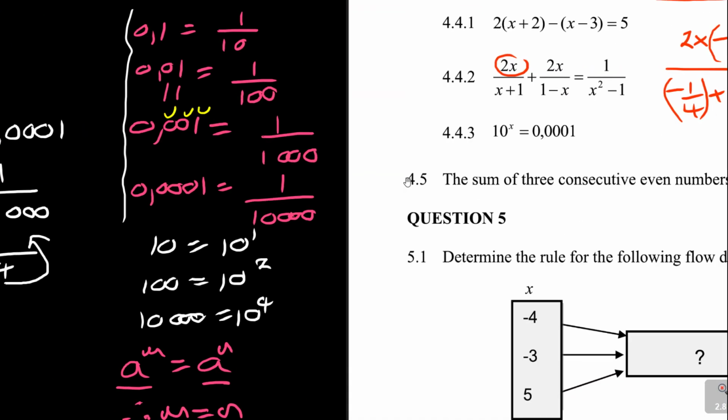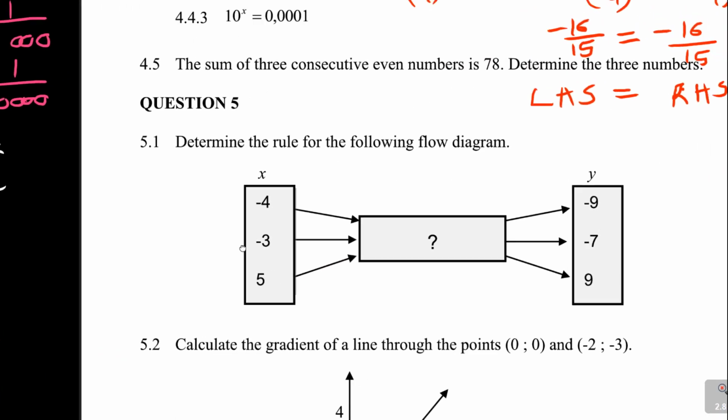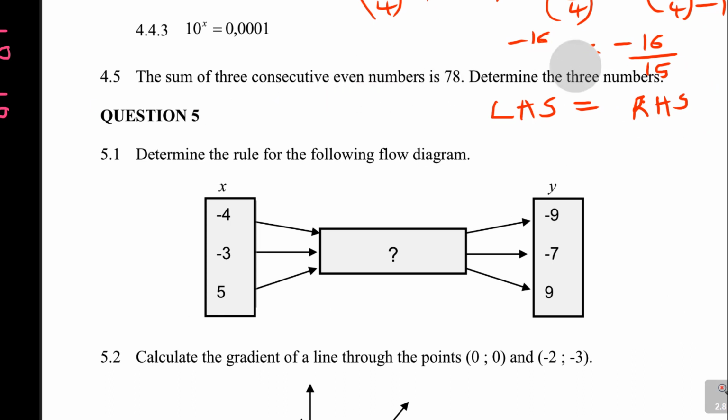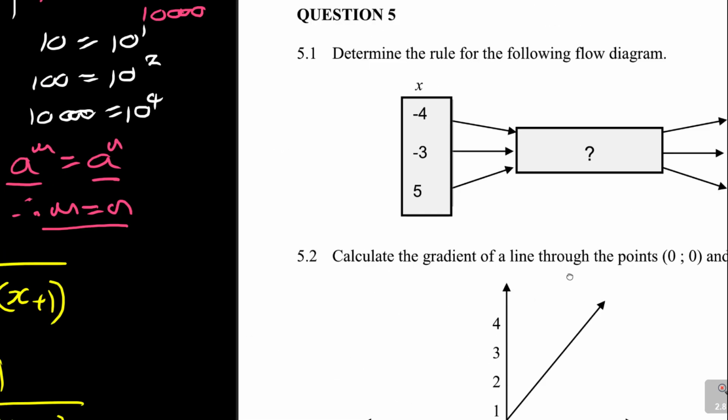Alright, so the last one here, it says what? This is the last one. Let's look at this. It says the sum of 3 consecutive even numbers is 78. Determine the 3 numbers.